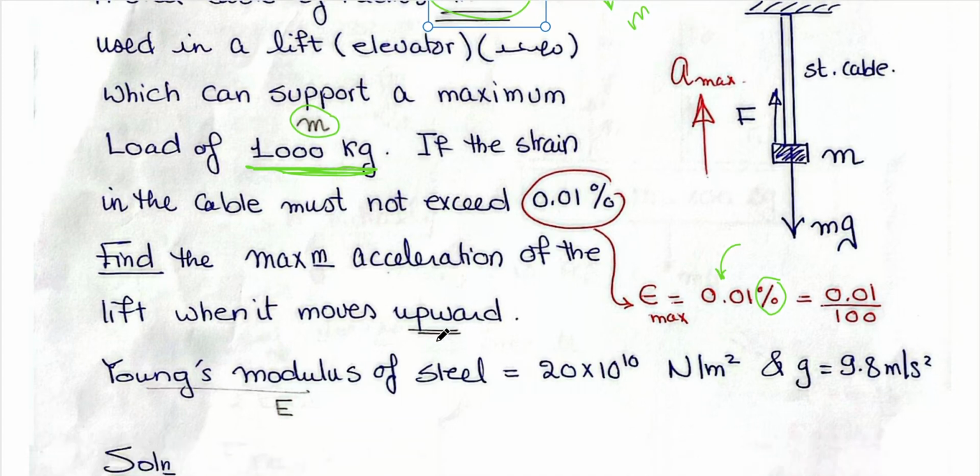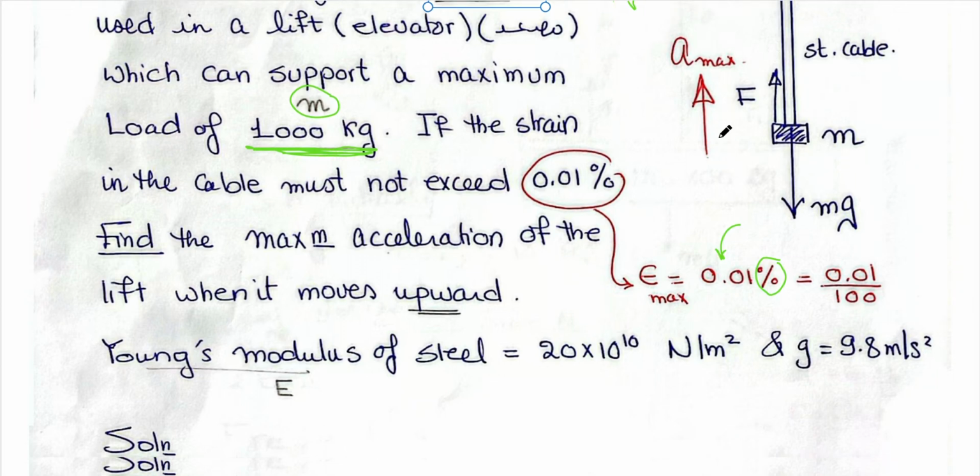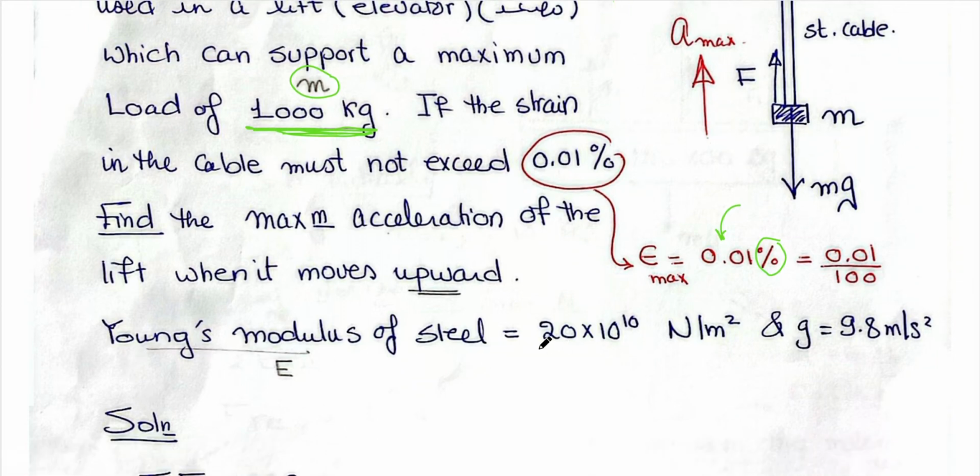Find the maximum acceleration of the lift when it moves upward. It's required to get this acceleration. For sure, this lift is going up and down, up and down. Now I will imagine it's going up and I will calculate its acceleration. It's also given that the Young's modulus of steel equals this value, and g, the acceleration of gravity, is 9.8 meters per second squared, as we are used to. Substitute with this value. Young's modulus in our equation is capital E.